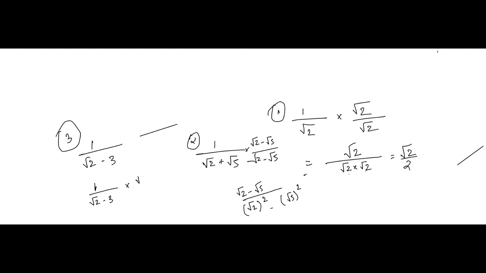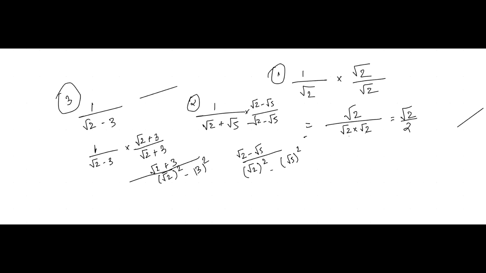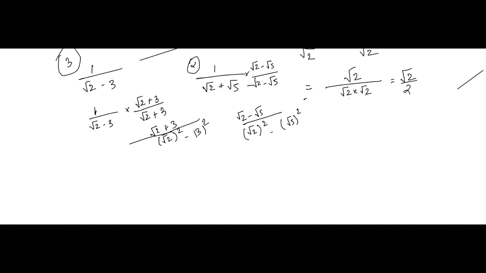Exactly, root 2 plus 3. An a minus b structure is there in the denominator, and we are trying to create the a plus b structure. So in the denominator it will be root 2 minus 3 times root 2 plus 3, which is a square minus b square. In the numerator it will be 1 into root 2 plus 3, that means root 2 plus 3. In the denominator it will be root 2 square, that means only 2, and 3 square, that means 9. So we got a negative term in the denominator.